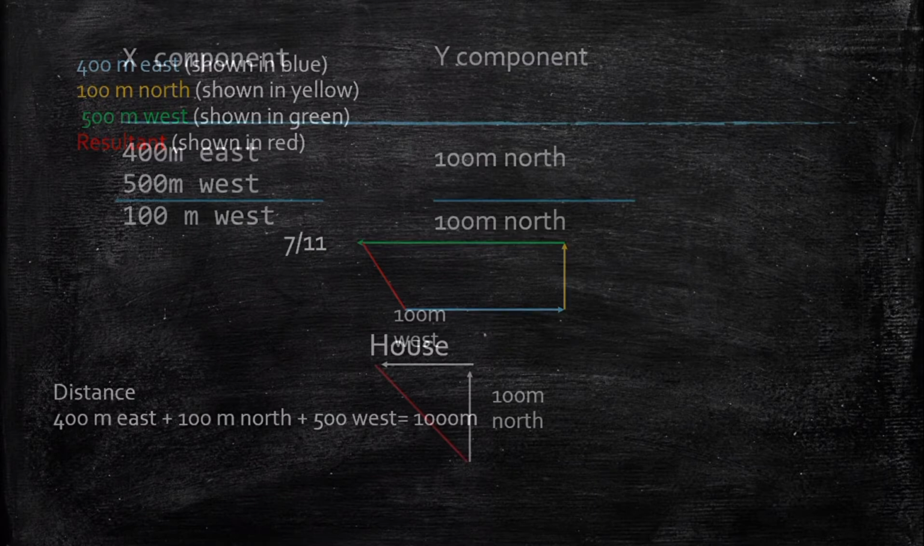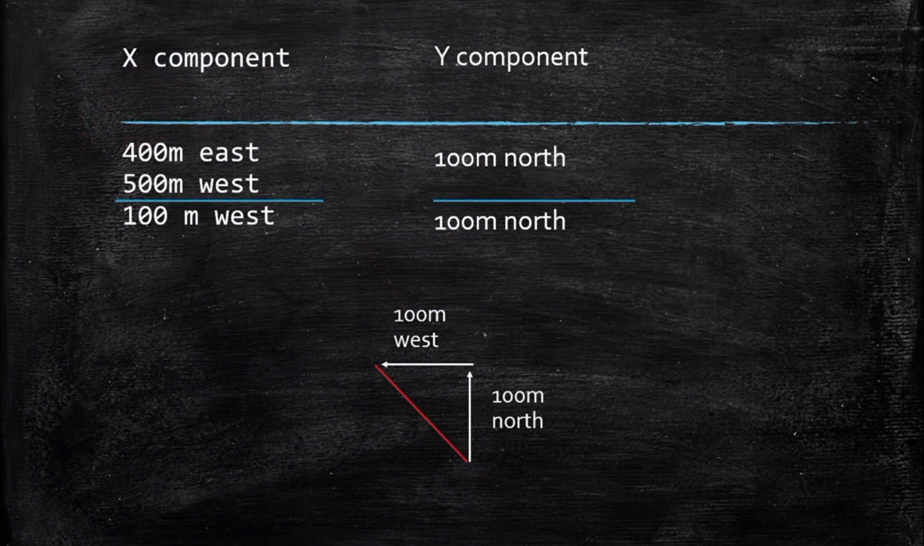And next is, ito naman yung hanapin natin ng x and y component natin. So, yung x component is yung mga horizontal lang, which is yung east and west. And meron tayong east and west, which is yung 400 meters and 500 meters. So, first, kay x component. Yung total is 100 meters west. Bakit? Kasi east is positive and west is negative. So, overall is 100 meters west.